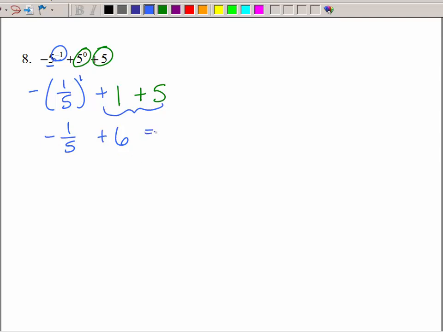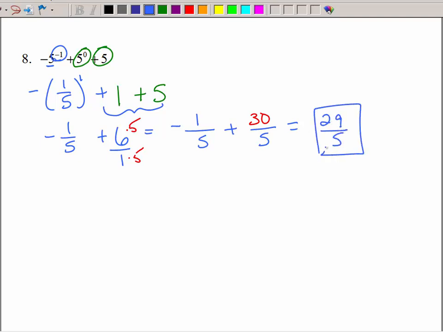So again, finding a common denominator would be 5. So that stays negative 1/5. Remember, put that 6 over 1. So I multiply both of those by 5. So I have negative 1/5 plus 30/5 is 29/5. They look scary, but they really are easy. It's just a lot of arithmetic, making sure you know how to change negative exponents into positive exponents.